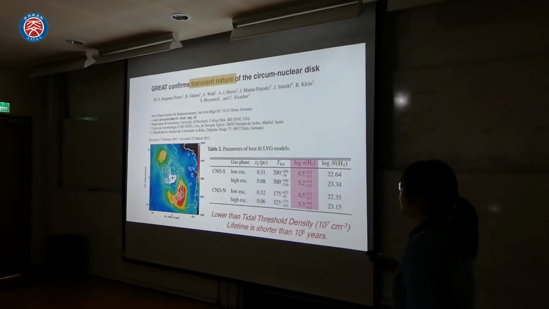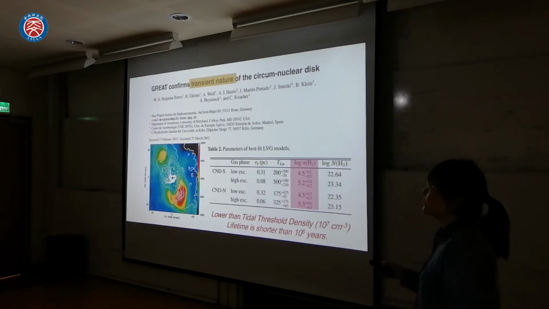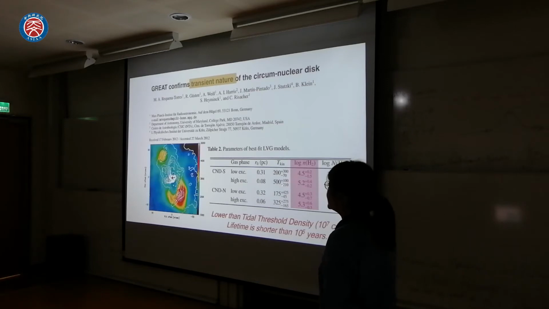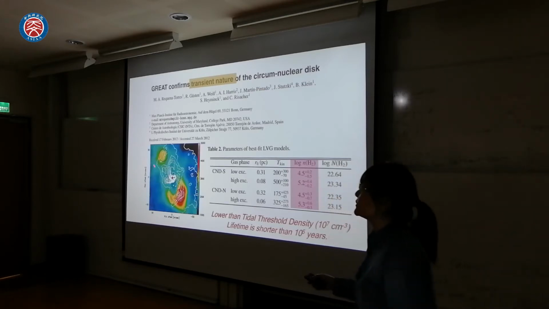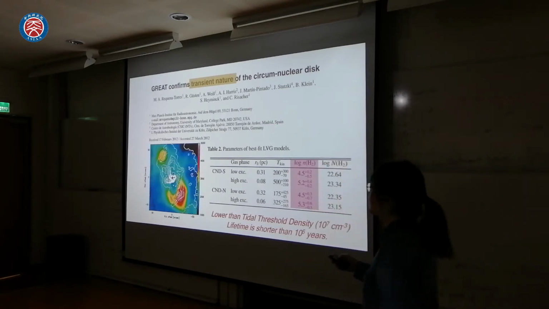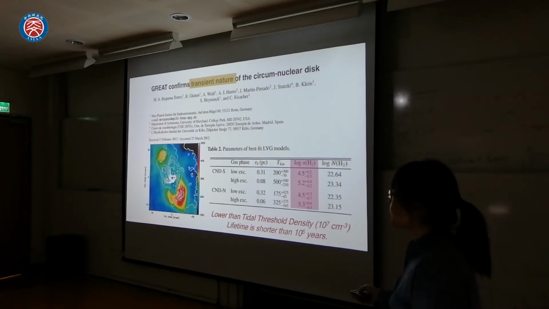This is a paper presented by Miguel Lugo Pérez. This is a very great paper. They have a really amazing data set. They did a very comprehensive analysis and derived the gas densities of the CND. They conclude that the CND is transient in nature, that is, the lifetime of the CND is shorter than 10^5 years, because the gas density is between 10^4 and 10^5 cubic centimeters. This is apparently lower than the tidal threshold.